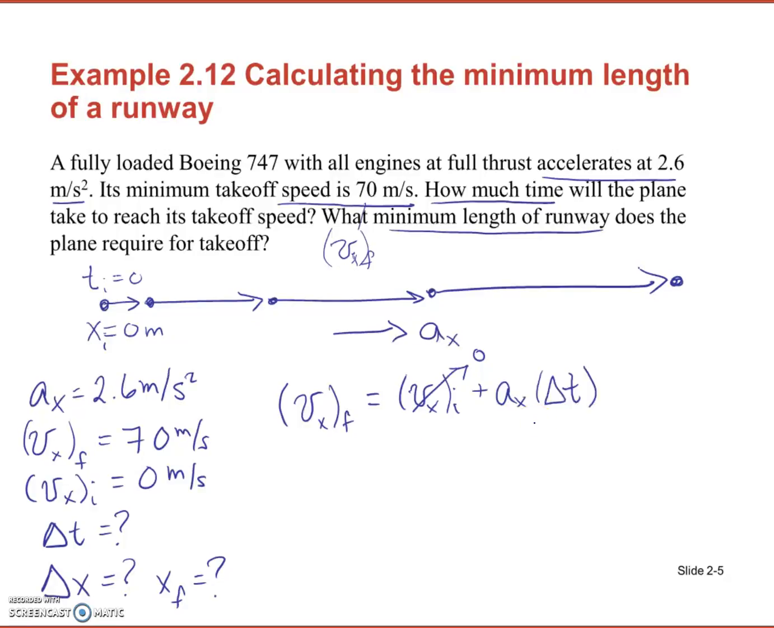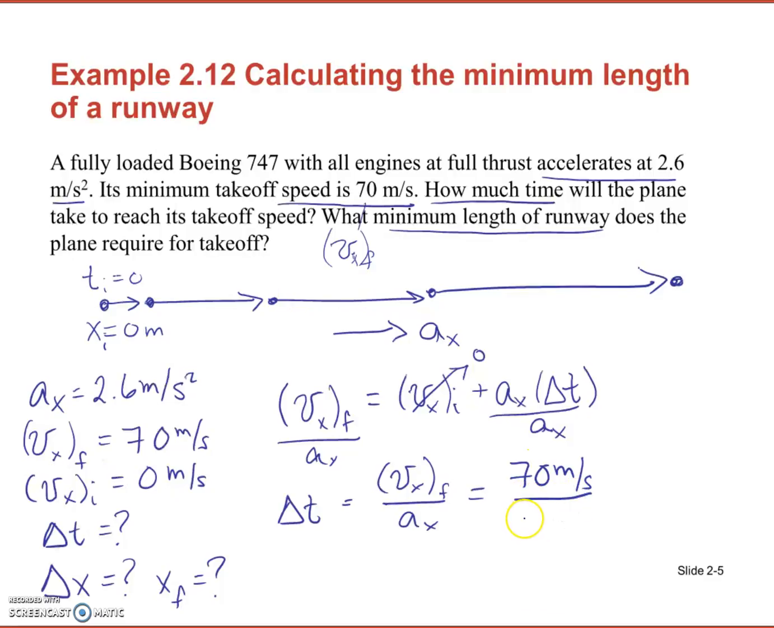So, looking for delta t, I only have these two terms, right? Vx final and a sub x delta t. So I'm going to divide both sides by acceleration. And I see that delta t is equal to v sub x final over a sub x. Now we can simply plug in numbers. How easy was that? 70 meters per second divided by 2.6 meters per second squared.